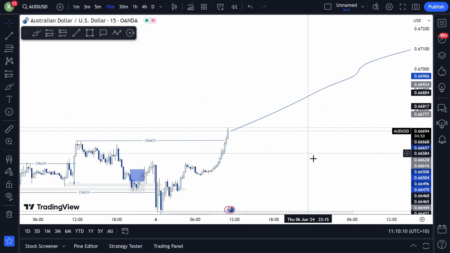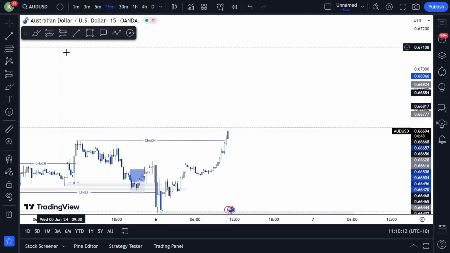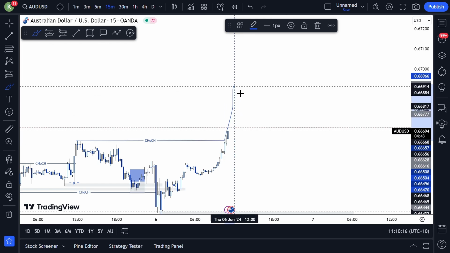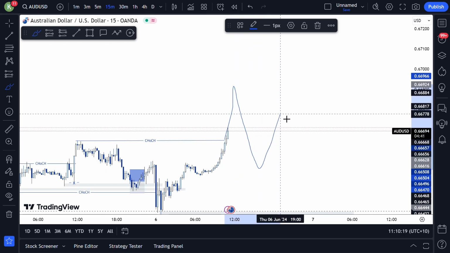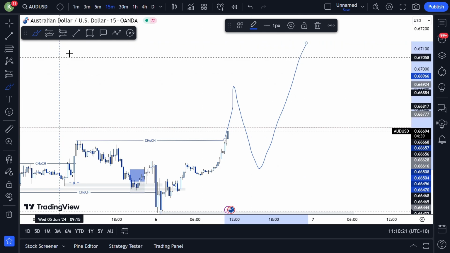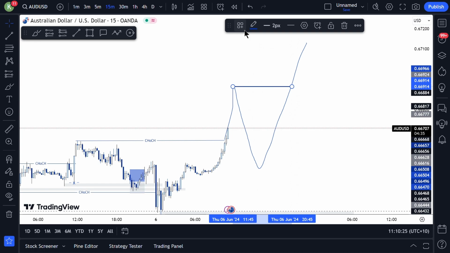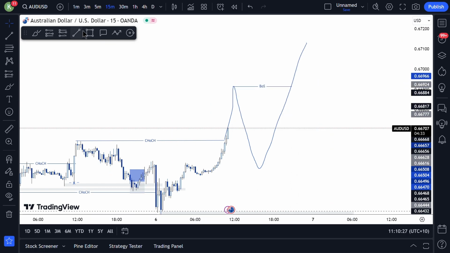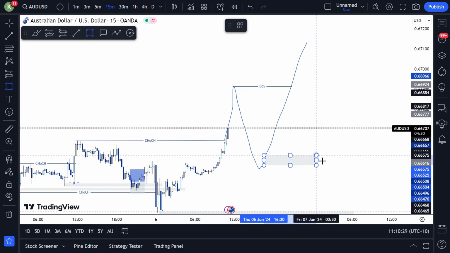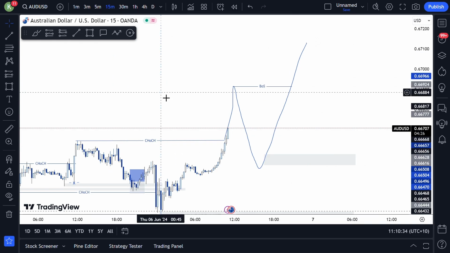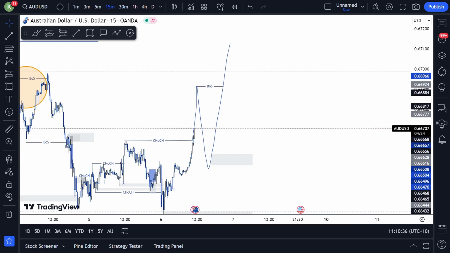What I think is probably a bit more realistic is, if we were on the 15-minute, I can see us going up a bit more, retracing back to somewhere about here, and then going again. Then what we would be looking for is the exact same thing. We'd be marking a break of structure here, and we'll try and get an order block or some form of supply and demand down here for us to trade off of. And I think that's a bit more likely.